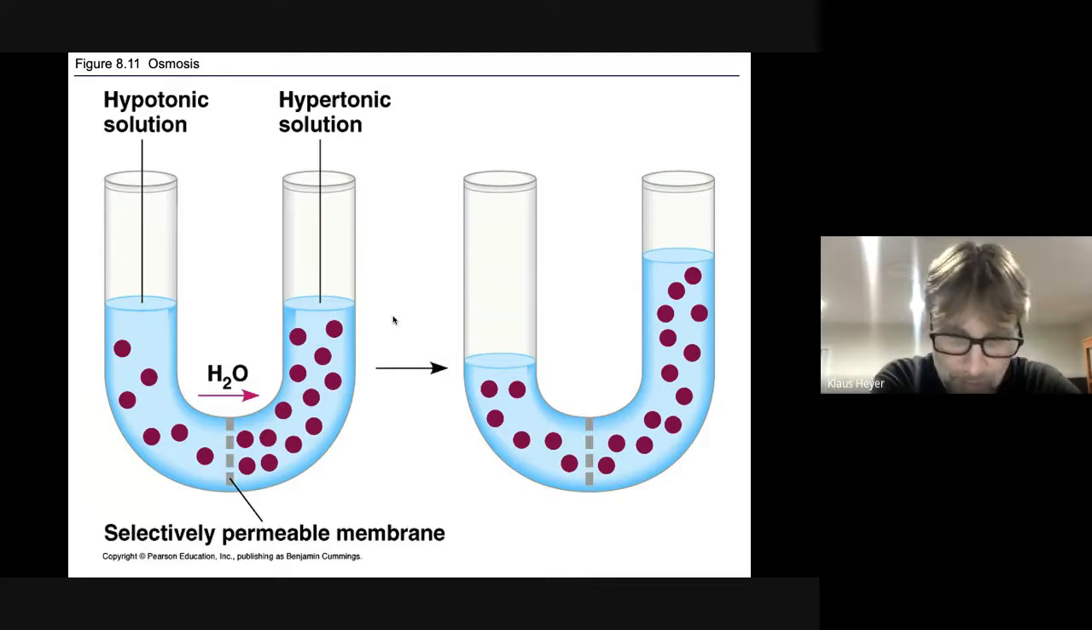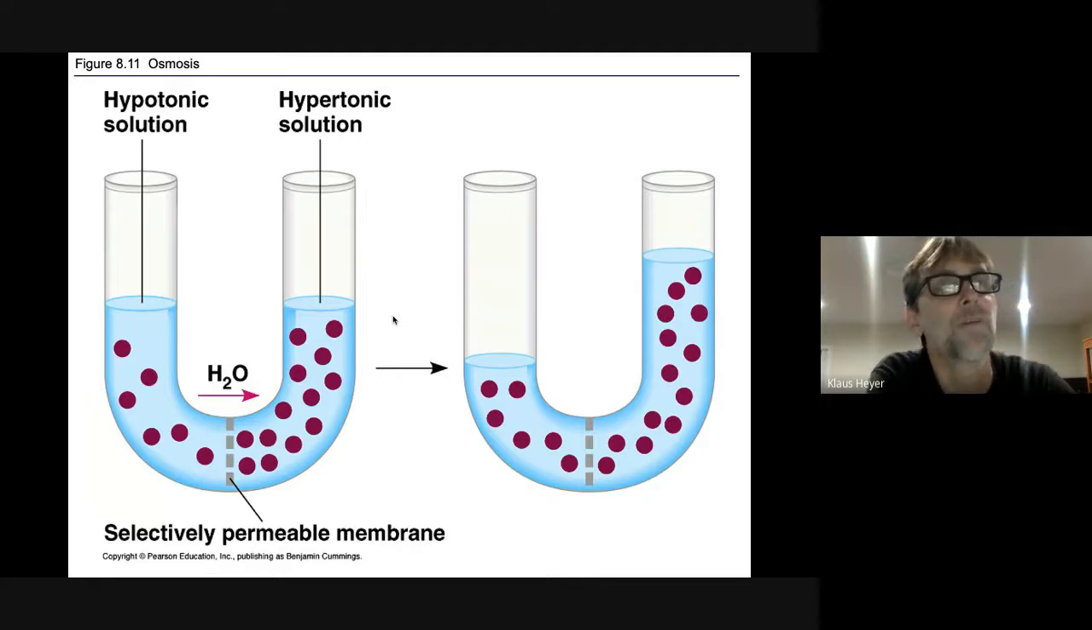And a good example is sodium. Water follows sodium. People that have high blood pressure are supposed to watch their sodium intake, because you don't want to keep sodium in the body. When you keep sodium in the body, you keep water in your body. And when you keep water in your body, you have more blood, which means you have higher blood pressure.